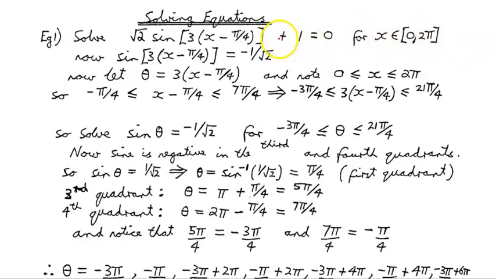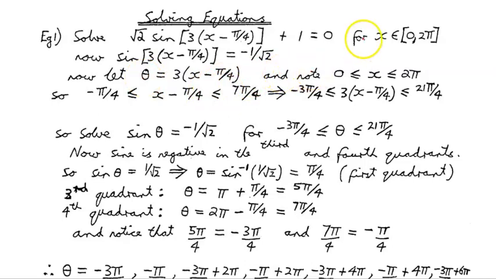Well, let's just transpose this. We'll take the plus 1 to the other side to make it minus 1, and then we'll divide through by root 2. So we're left with the sine of the argument, 3 times parentheses x minus pi on 4, is equal to minus 1 on root 2. Just for future reference, we'll label the argument, this algebraic expression in here, with the letter theta. That'll simplify things, and you'll see why shortly.